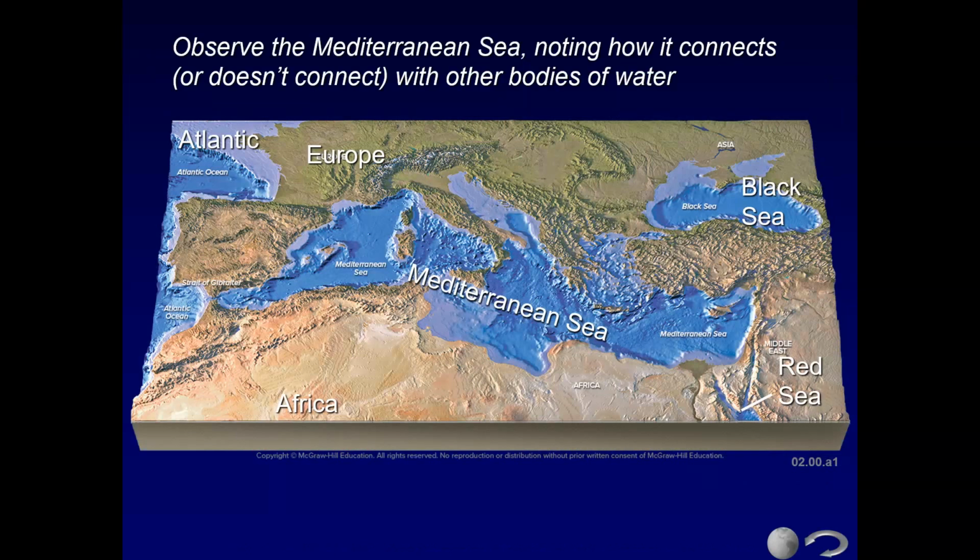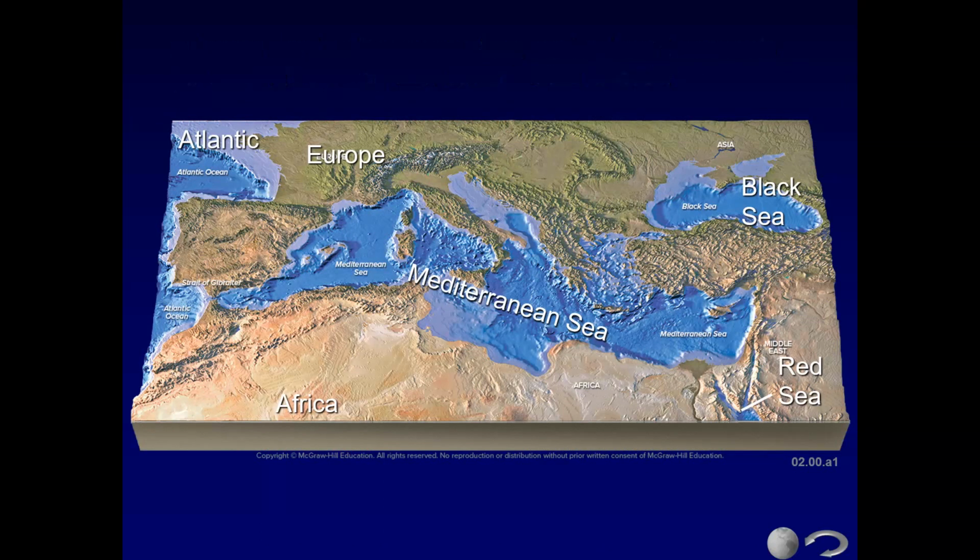This is the Mediterranean Sea. We want to know how it connects or doesn't connect with other bodies of water. I'll point out the Strait of Gibraltar. This is where we connect the Mediterranean with the Atlantic Ocean. It's just a thin strip of land separating the Mediterranean from the Black Sea on the other side. It's separating, of course. There's not a connection here, but there is a connection right here at the Strait of Gibraltar.